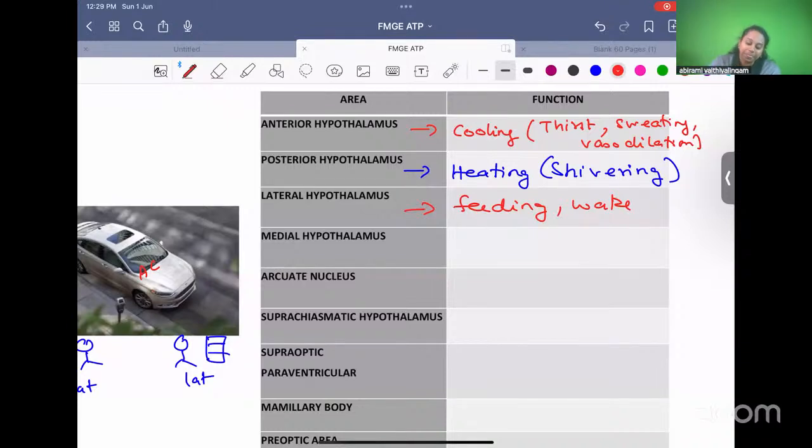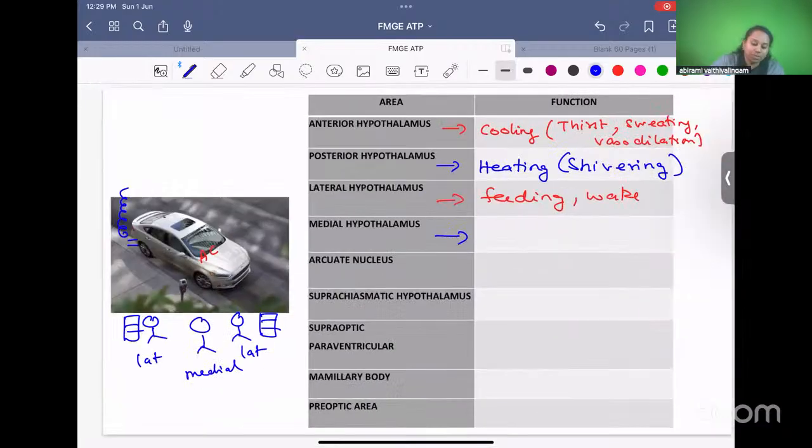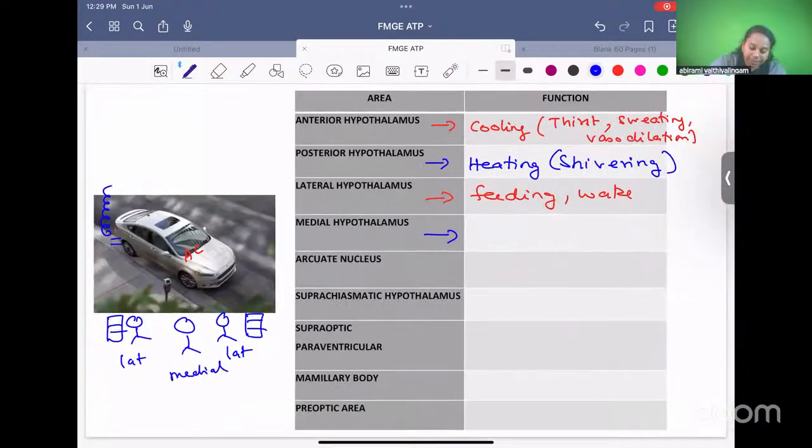Good. Feeding and wakefulness. Medial hypothalamus. Medially, one poor person is sitting in the center. He is not near the window, so he can't buy and eat. Opposite of feeding is satiety. Satiety means stomach fullness, always in a state of stomach fullness. But he is seeing these lateral people are eating nicely. So he's getting angry, becoming aggressive: anger and aggression.